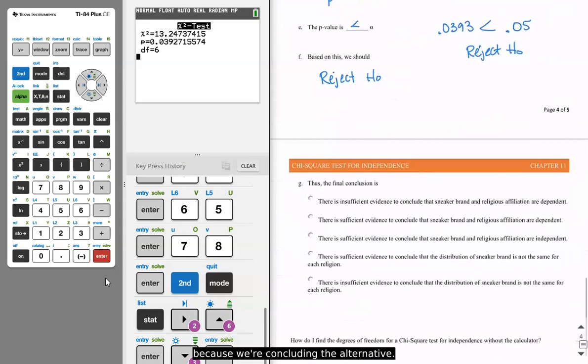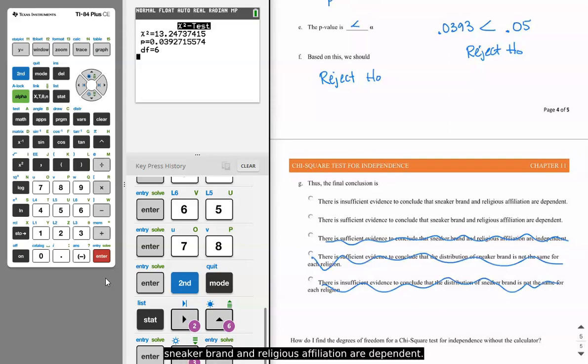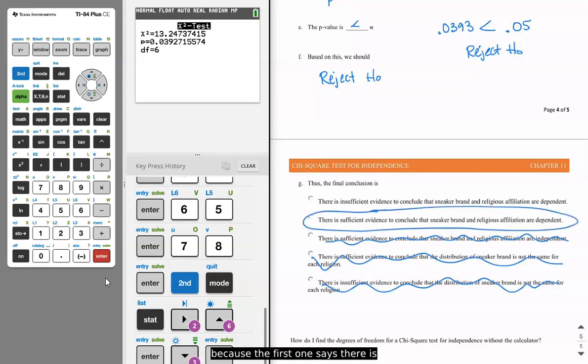And so it says, thus the final conclusion is, so we're looking for they are dependent. So we can cross out anything that doesn't have that idea of dependent. This is talking about the distribution, that's not what we want. So it says, we'd say there is sufficient evidence to conclude that sneaker brand and religious affiliation are dependent. So we would choose this one here, because the first one says there is insufficient evidence, which we're concluding there is. So that would be my conclusion for this one.